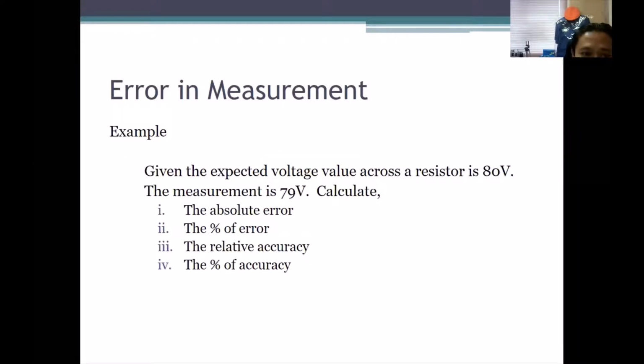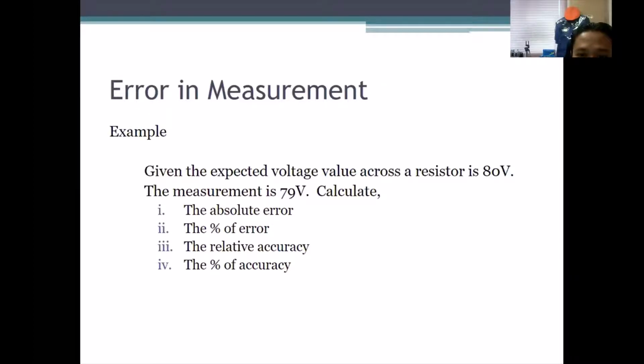Okay, so this is an example. Given the expected voltage value across the resistor is 80 volts, the measurement is 79 volts. First you have to calculate the absolute error, then calculate the percentage of error, then the relative accuracy, then the percentage of accuracy. I give you 5 minutes to try this one. Maybe we can try it together.